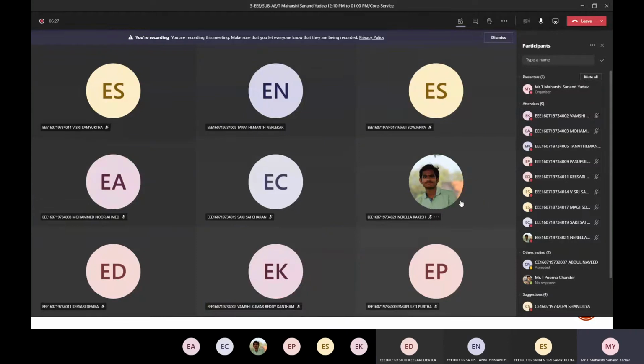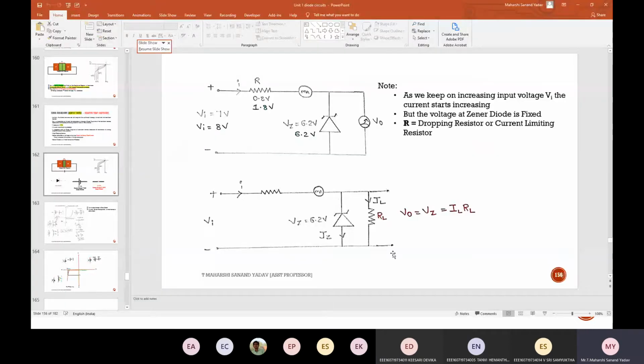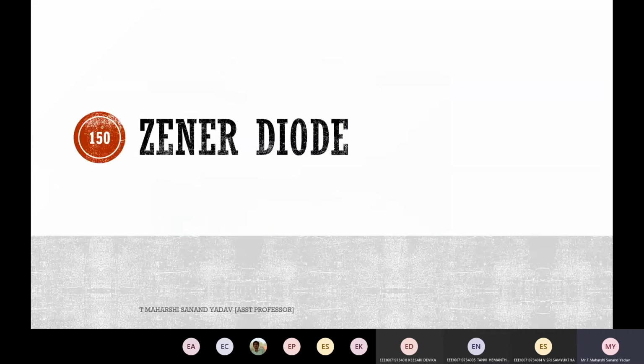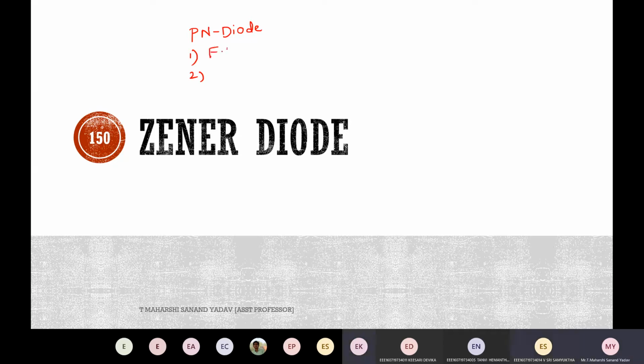Okay. So today we shall see about Zener diode, which is one of the special diodes. So are you able to see the screen? Yes, sir. So till now we have seen about the working of PN diode. Can anyone tell me the working of diode? Quickly. How many cases we have analyzed? Forward bias, reverse bias. Two cases.